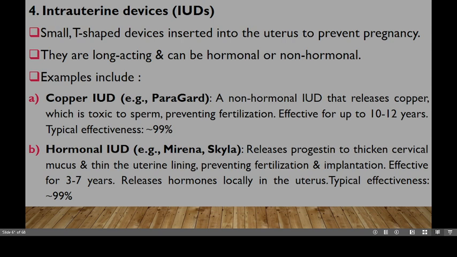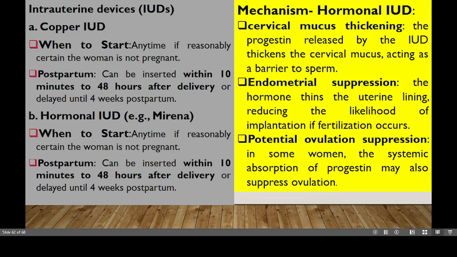The copper IUCD is normally effective for between 10 to 12 years, and typical effectiveness is 99%. The hormonal IUCD, like the Mirena or the Skyla, releases progestin to thicken cervical mucus and thin the uterine lining, and this helps prevent fertilization and implantation. It is normally effective for about 3 to 7 years and releases hormones locally in the uterus. Typical effectiveness is about 99%.